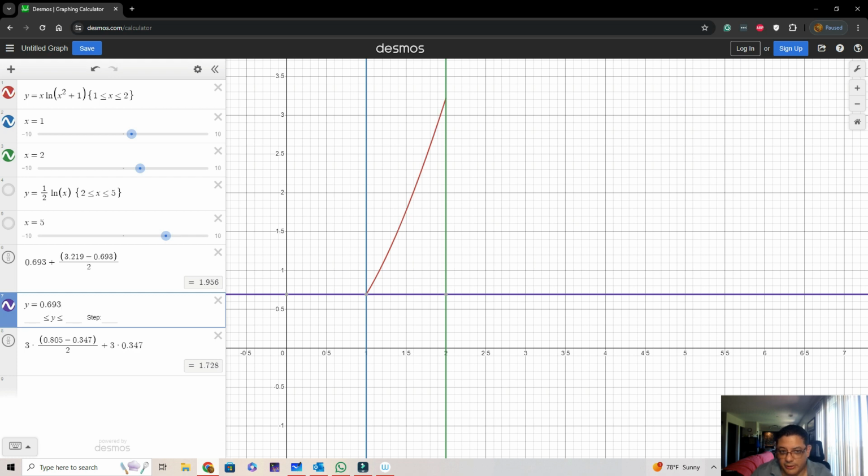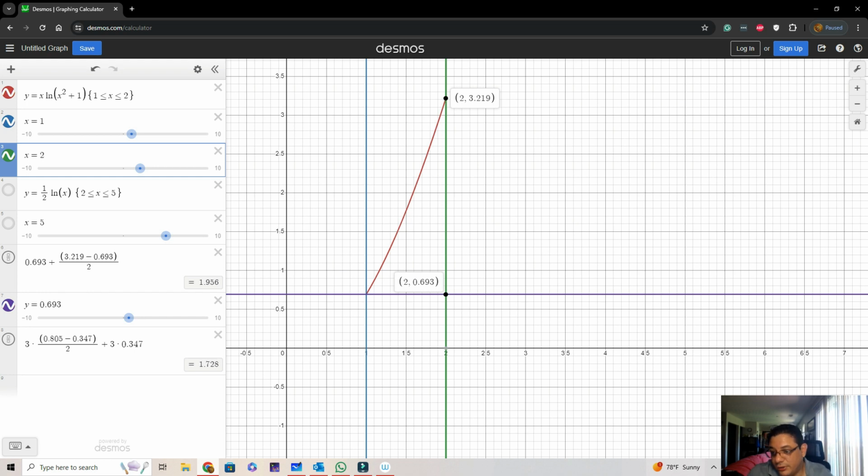And now this triangle can be approximated by 3.21, which is this point, minus this. And so this is going to give me the height of this triangle, by the base, which is 1, and so over 2. That's going to give me that the total area of this is going to be 1.956. Closer to 2, but this is an approximation, remember.